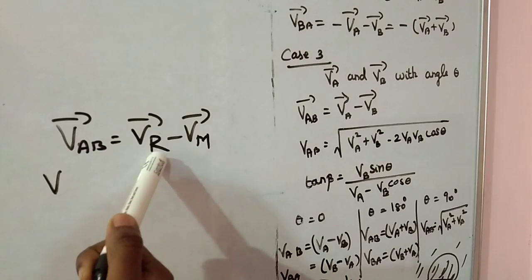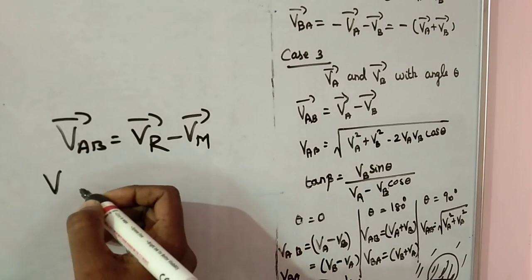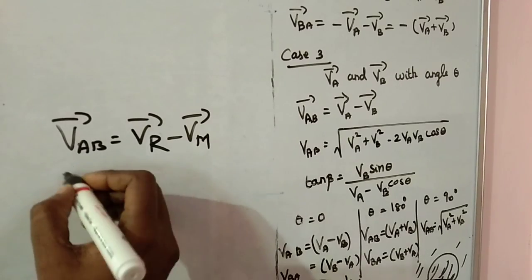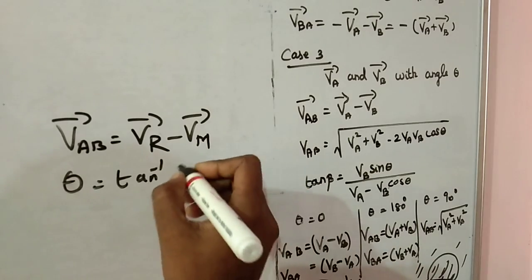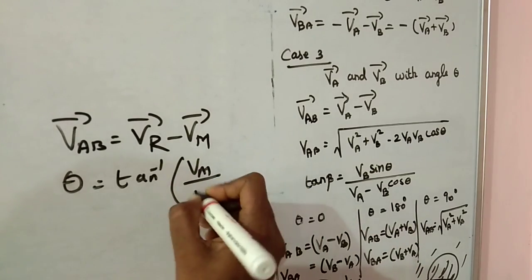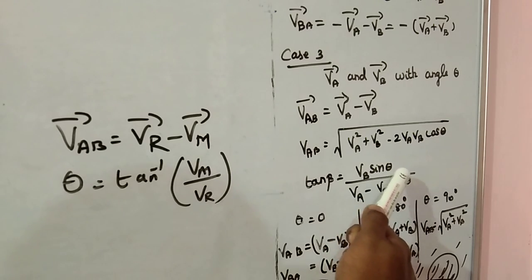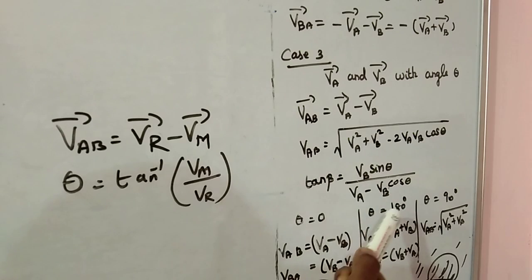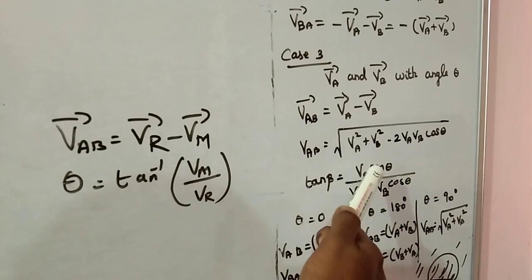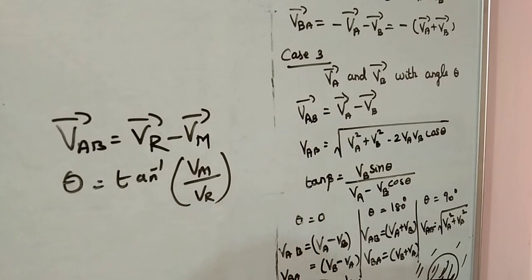So VA is VR, and VB is VM, and theta equals tan inverse of VM by VR. Here the angle is 90 degrees, and sin 90 degrees is 1. So VB equals VM, and VA minus VB cos 90 degrees is VA minus 0. So this term will be cancelled, and the theta value equals tan inverse of VM by VR. Next class we will see the next topic.